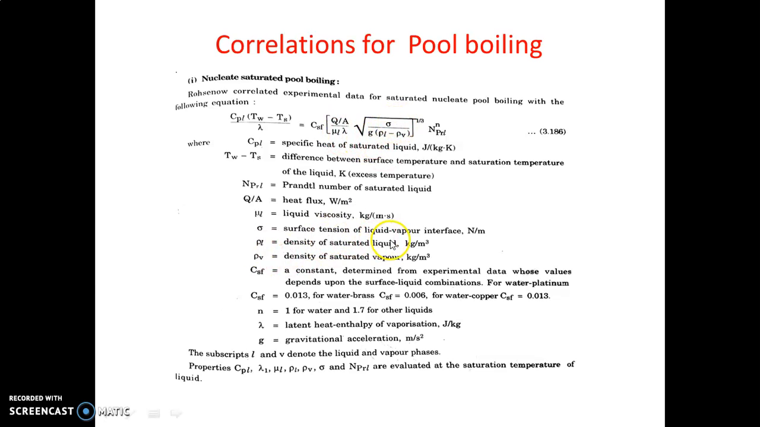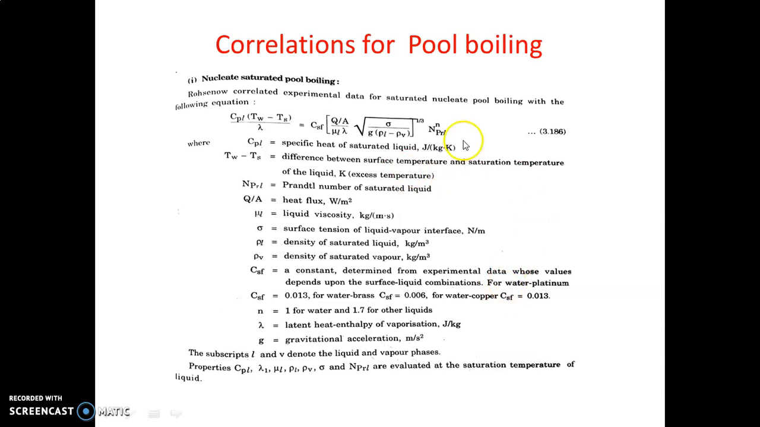Sigma is the surface tension of the liquid, given in Newton per meter, divided by G, the acceleration due to gravity in meter per second square. Then rho L is the density of saturated liquid, minus rho V, the density of saturated vapor. Both these are in kg per meter cube. The whole square bracket has power 1 by 3, and is multiplied by the Prandtl number to the power n.